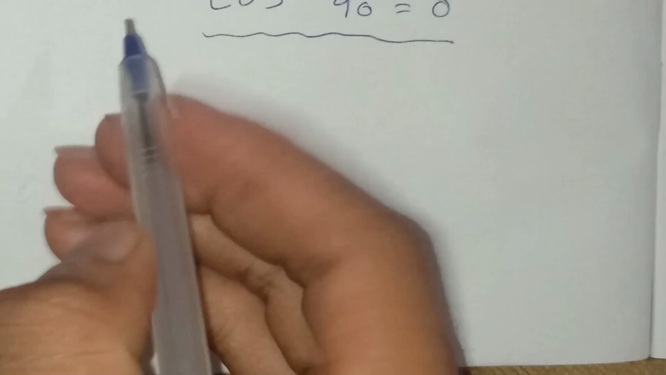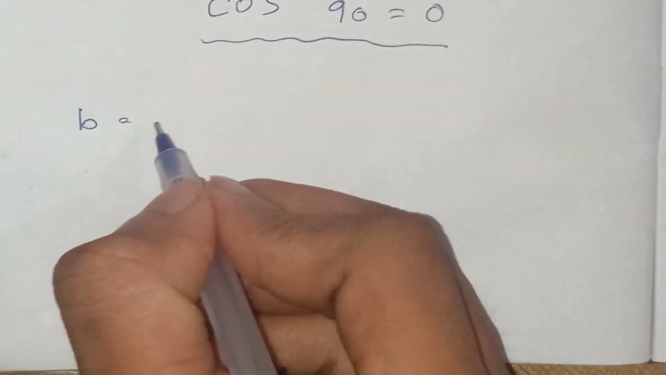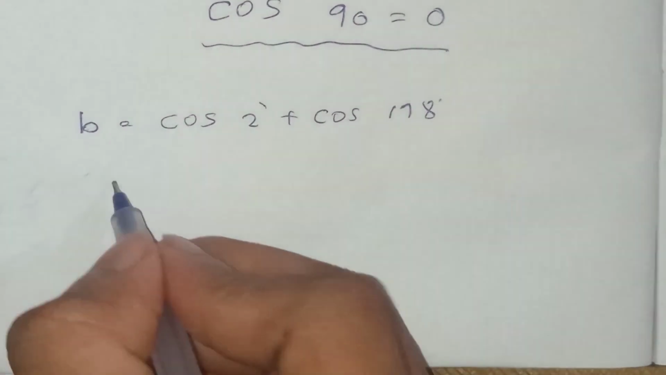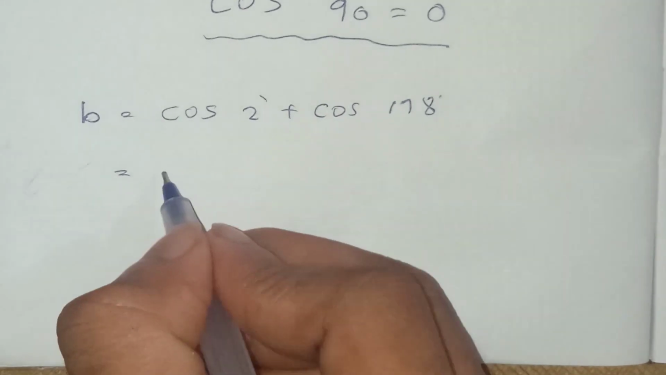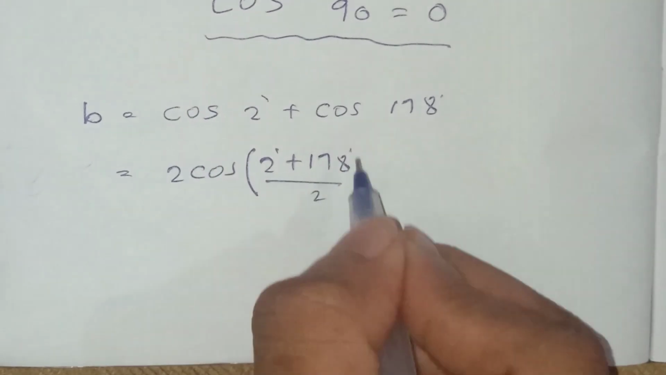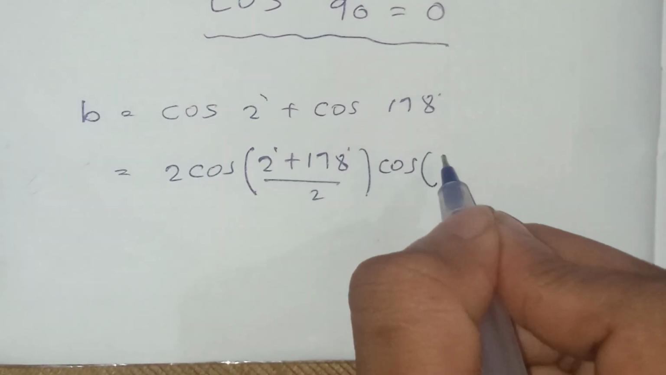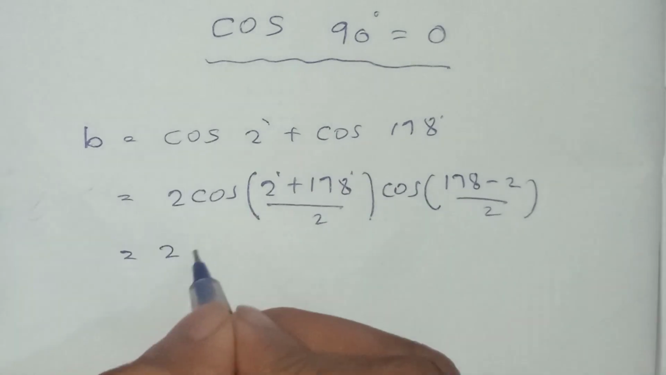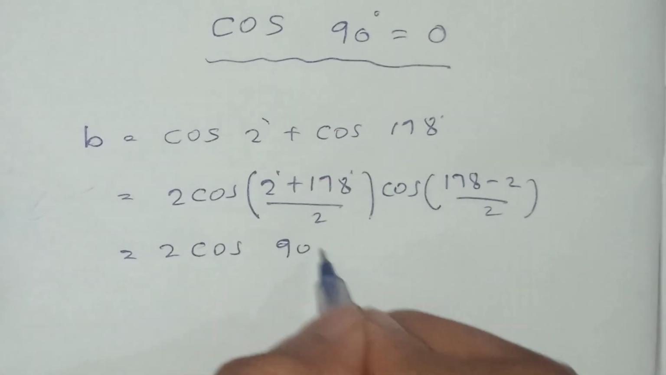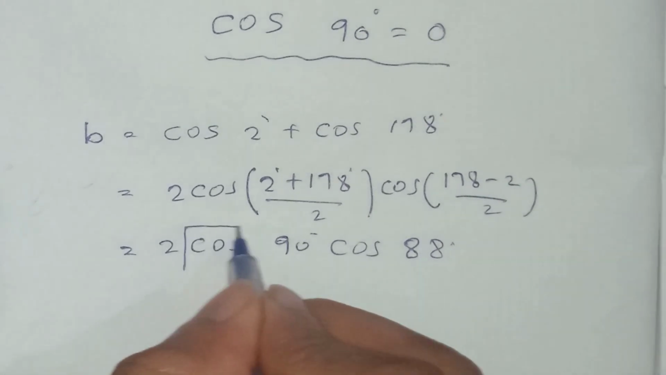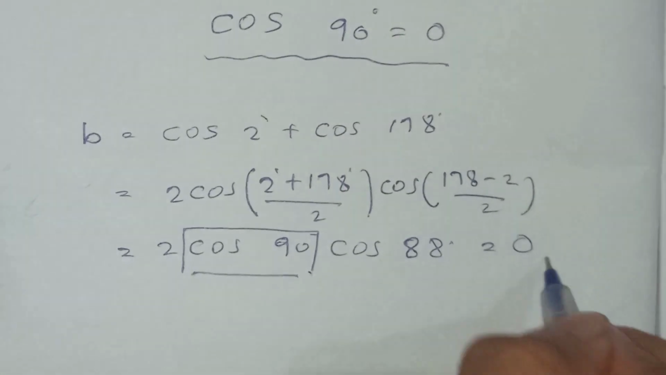And now we can consider the value of B. B equals cos 2 plus cos 178. They are also such that 2 plus 178 equals 180. Then 2 times cos (2 plus 178) divided by 2 into cos (178 minus 2) divided by 2 here. It equals 2 times cos 90 degrees into cos 88 degrees. Then here also we can see cos 90 degrees. Cos 90 degrees equals 0, and B also equals 0.